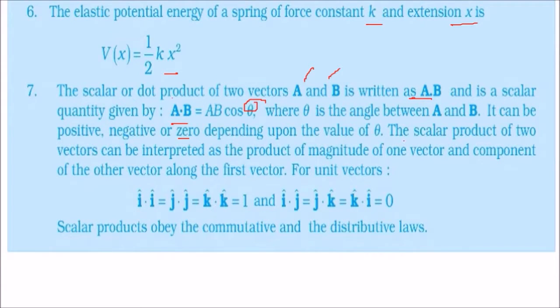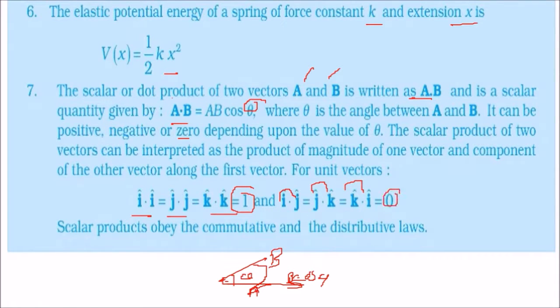The scalar product of two vectors can be interpreted as the product of the magnitude of one vector and the component of the other. Say this is A and this is B. So it is the multiplication of A with the component of B on A, that is A into B cos theta. Similarly, you can take the component of A on B. For unit vectors, i dot i, j dot j, k dot k give you 1. i dot j, j dot k, k dot i give you 0. Scalar products obey the commutative and distributive laws.